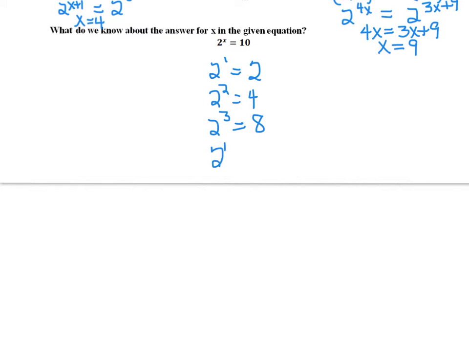2 to the fourth power, that's 16. And that's too much. That's bigger than 10. So what this tells me is that my x value, my exponent, must be between 3 and 4. So I could either write it out in words between the numbers 3 and 4, or I could write it as an inequality. X has to be an exponent bigger than 3, but smaller than 4.